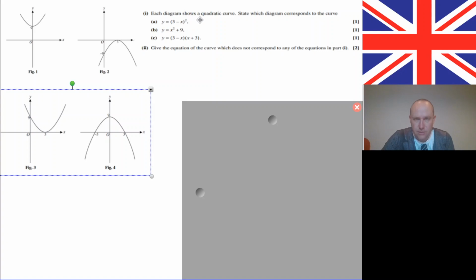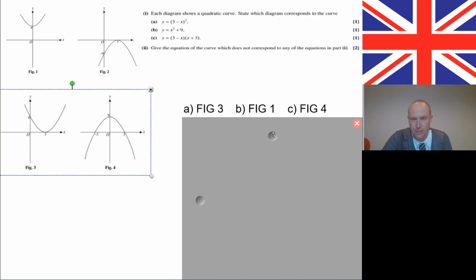3 minus x all squared. So the one in parentheses, I know this is the one that's going to slide the graph across. It's going to be what makes the thing in parentheses 0. So 3 minus 3 would make 0. So I know this has an intercept at 3. Now also, if I was to multiply this out, I also know negative x times negative x is positive x squared. So I know it's neither of these two graphs, and I know it must go through 3 on the x-axis. So I can confidently say that A is going to be figure 3.